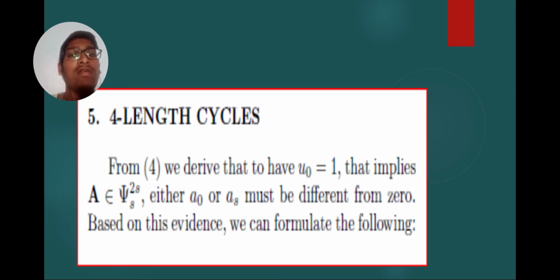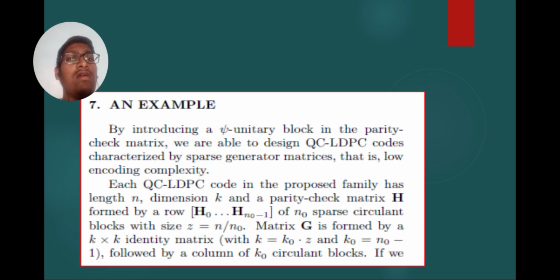And the fifth topic is 4 length cycle. From the fourth equation we derive that to have u naught equals 1, that implies a belongs to either a naught or as must be different from 0. Based on this evidence we can formulate it. Then the next is an example.